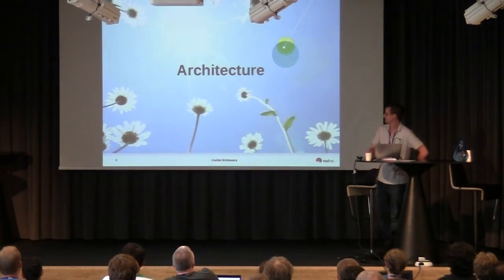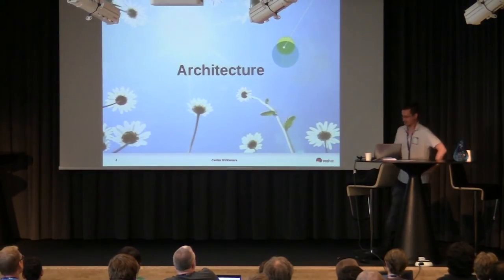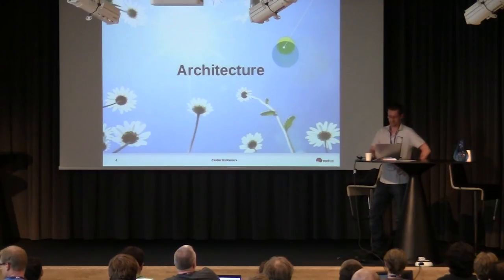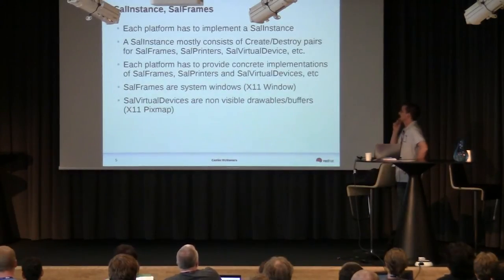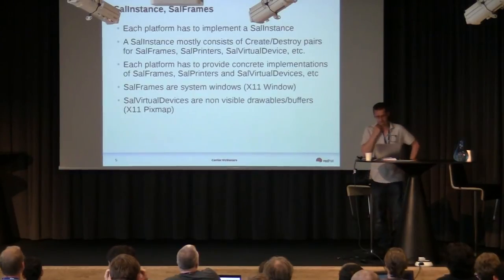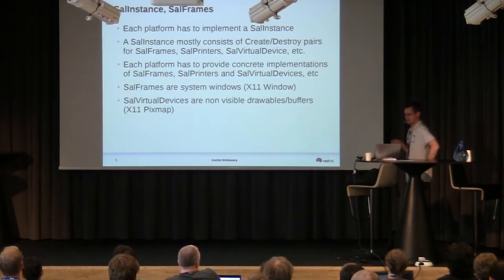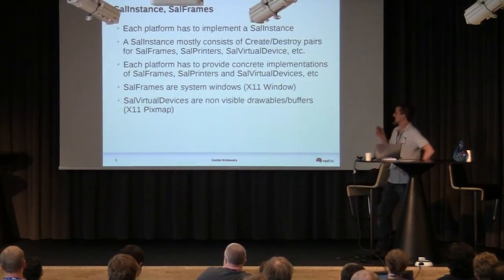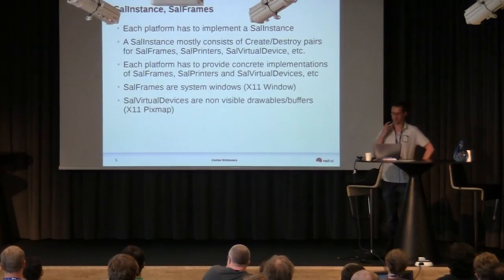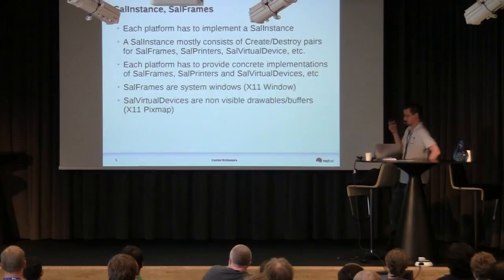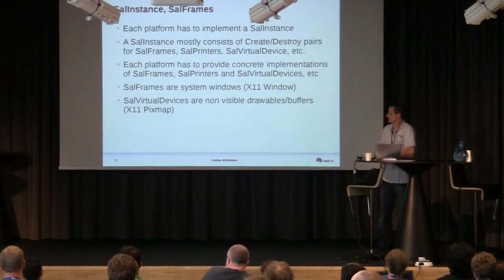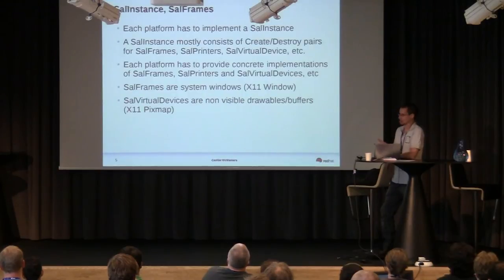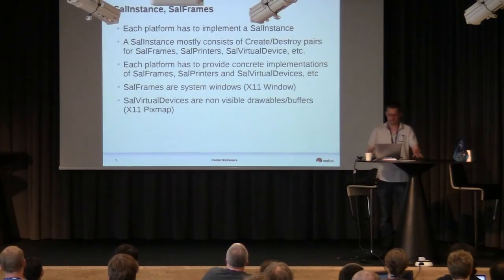I'll do a quick review of the architecture of how we got this far. The underlying work here, most of it is fine, but under VCL, each platform is its own SalInstance. Any SalInstance consists of various create-destroy pairs for frames, printers, virtual devices, and a whole pile of other stuff like that. And each platform has to implement all of these. On most platforms, like Windows and Mac, you just have a single one and it's built in. On other platforms, like Linux, they're in dynamic libraries, and they're loaded depending on which one is detected.